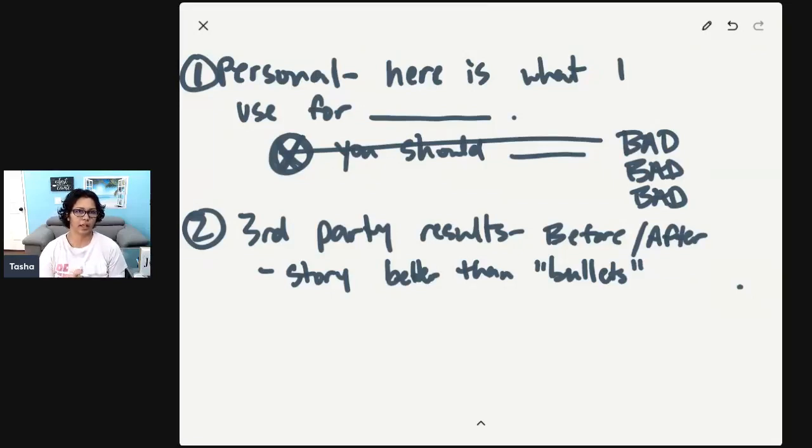System 1 accepts things as truth. They relate to stories and emotions and things like that. System 2 is facts and bullets. It requires more cognitive load to process it, and we're typically more skeptical of facts and bullets. We feel like we need to analyze that. So when you are using third-party results, stories work really, really well.